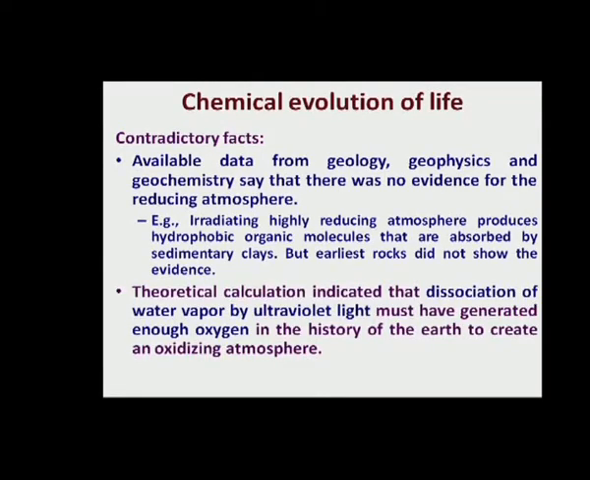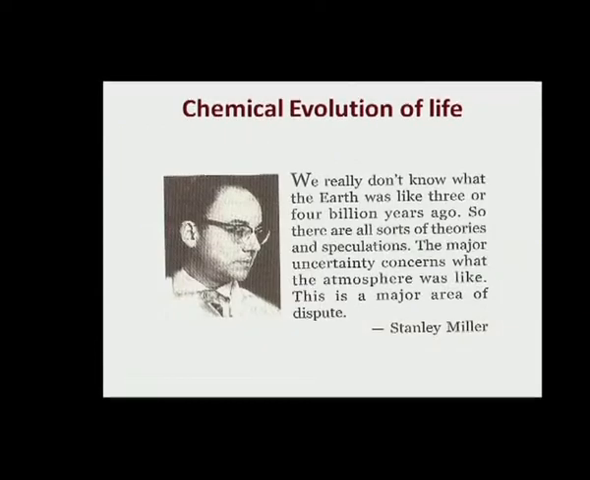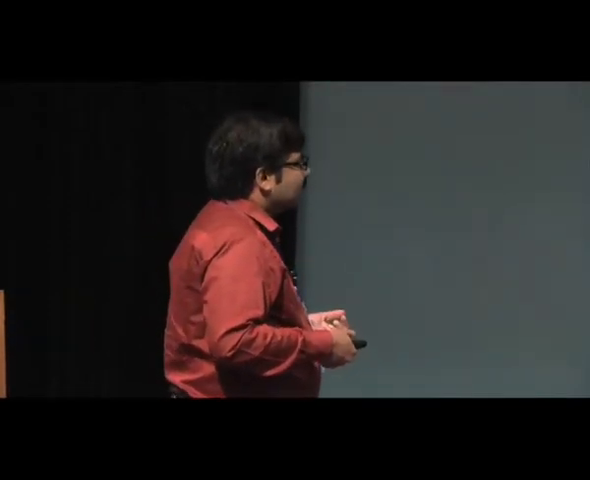Similarly, theoretical calculations indicate that the dissociation of water vapor by ultraviolet radiation might have released enough oxygen in the history of Earth to create an oxidizing atmosphere rather than a reducing atmosphere. This kind of fact was acknowledged by Stanley Miller himself in one of his talks. He says that we really do not know what the Earth was like 3 or 4 billion years ago. So there are all sorts of theories and speculations. The major uncertainty concerns what the atmosphere was like. This is a major area of dispute. So under the assumption of a reducing atmosphere, the amino acids were synthesized in that experiment, and that supports chemical evolution, but still it is under dispute.